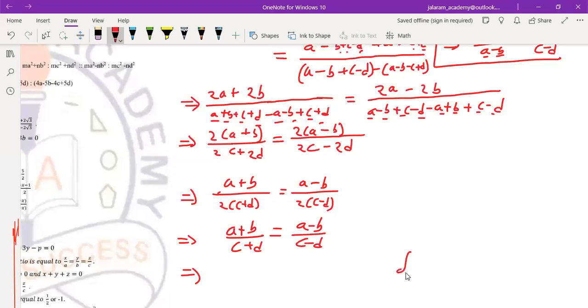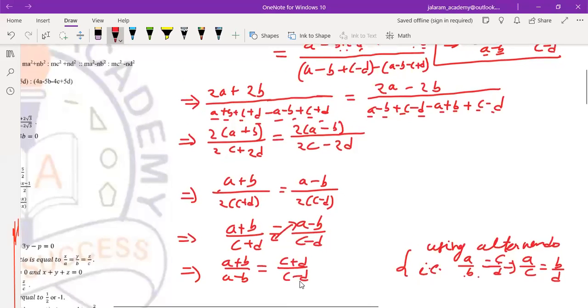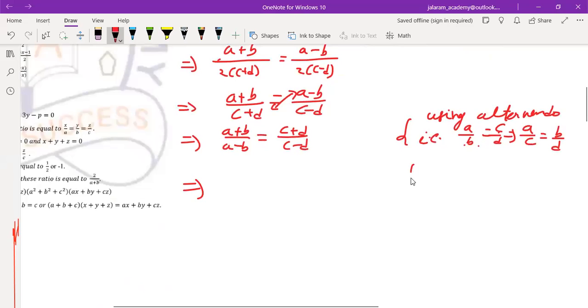And then using alternando. That is, A plus B and A minus B and C plus D will change their place. So if A by B equals C by D, alternando can be used as A by C. In place of B, we will write C, and in place of C, we will write B. So it becomes A plus B over A minus B equals to C plus D goes to the numerator over C minus D. Then use componendo and dividendo again.